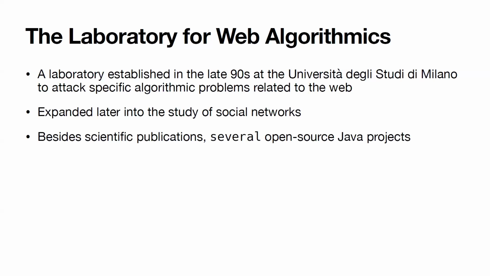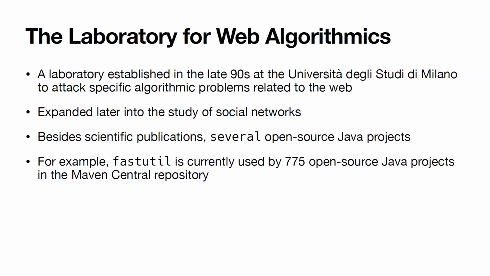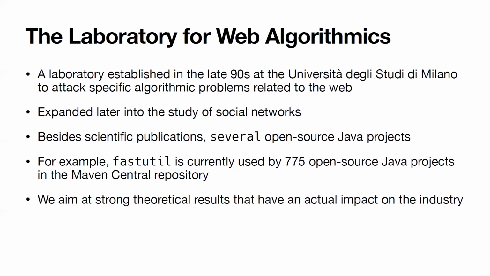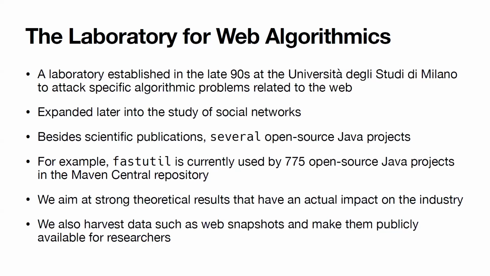Besides publishing papers, we have a lot of open source projects of various kinds. For example, we have a Java library for high-performance containers that is used by almost 800 open source Java projects in Maven Central. So we publish stuff that's used by the community, not only academic results. But what we try to do is to have strong theoretical results that have an actual impact on the industry. You can use them somehow, and you also write the code that makes you able to use them.